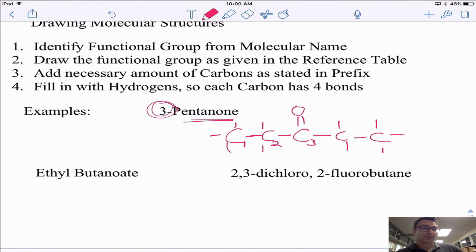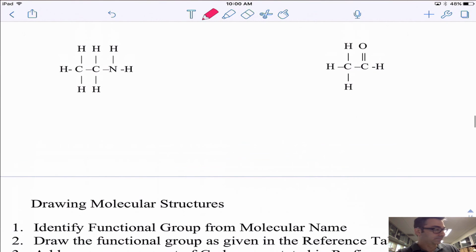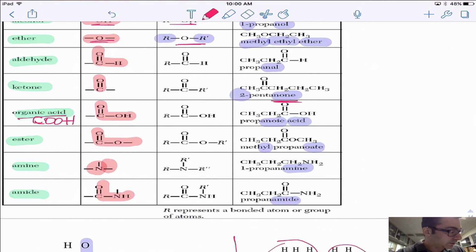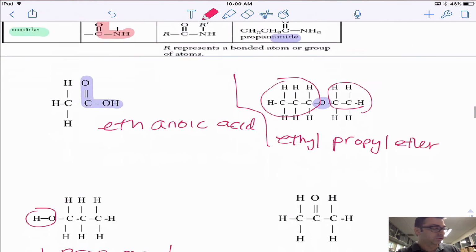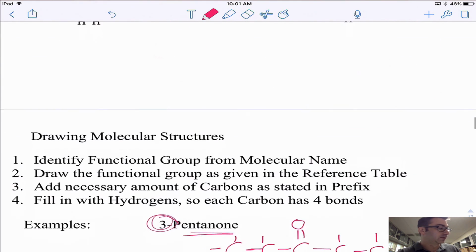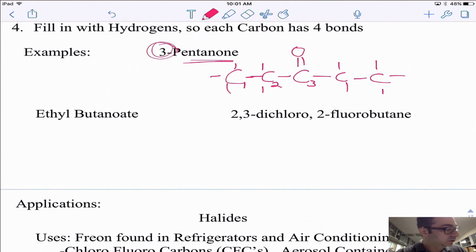Ethyl butanoate. Let's see if we can find that one. Here we go, YL and anoate. Now this one is an ester, so I draw the functional group for the ester. The functional group for the ester looks like this. Now I need to make a decision. One of them ends with YL and one ends with anoate. And here's how I make this decision.